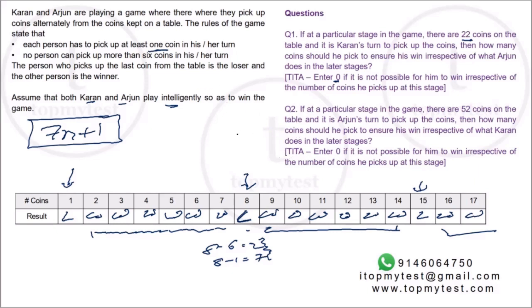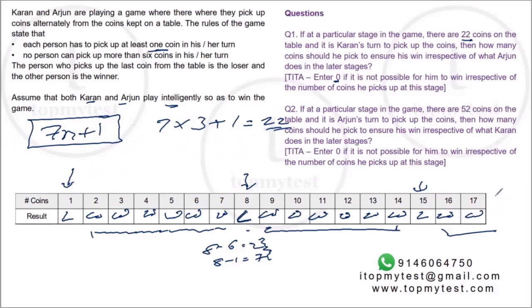Okay. Now, let's see. 22 is basically a multiple of 7 plus 1. 7 into 3 plus 1 equals 22. So it's almost like Arsenal's situation. You know they are going to end up losing the match somehow, one way or the other. It's just how long you can drag it.